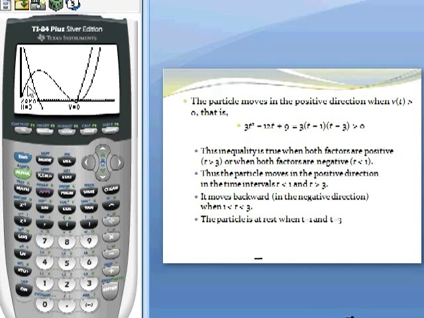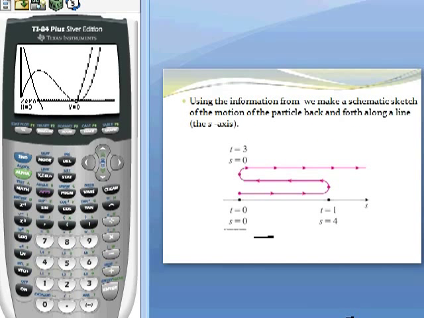Here and here. The particle is at rest when t equals 1 or t equals 3. Right? t equals 1 or t equals 3. That means there is no velocity. It moves backwards in the negative direction when t is between 1 and 3, when the velocity is negative. Alright? So you can look at how the particle moves.